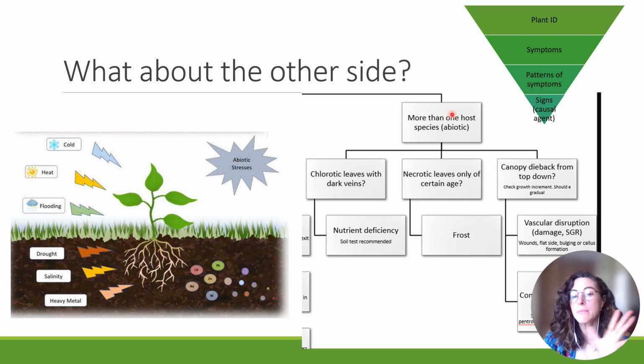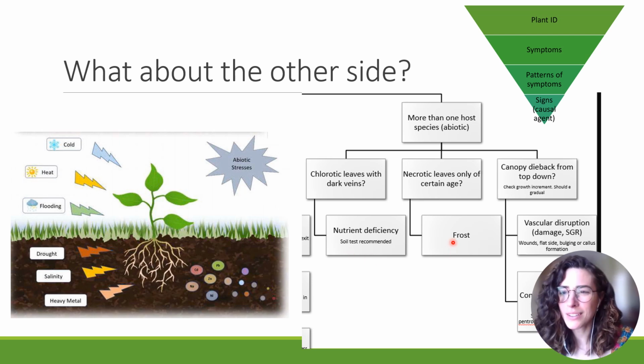abiotics is because there really aren't signs for a lot of these things. The sign of nutrient deficiency is the soil test. The sign of frost might be ice, but it's definitely not there at the time.